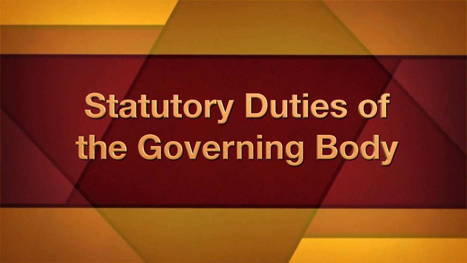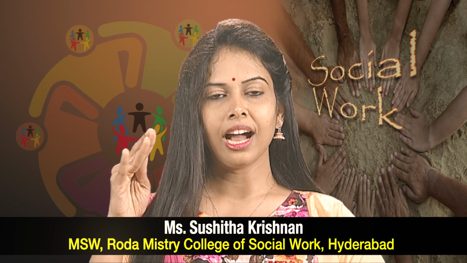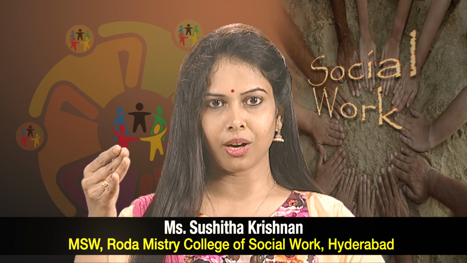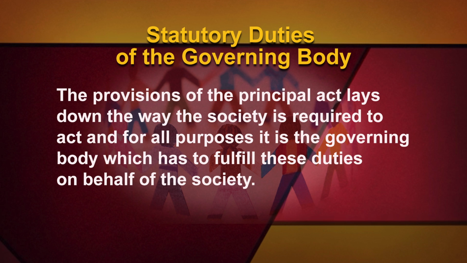Statutory duties of the governing body. Since the governing body manages the affairs of the society, the members of the governing body have to comply with the provisions laid down in the statute regarding filing of the documents with the registrar, maintenance of accounts, managing and applying the funds of the society for carrying out the objects of the society, etc. The provisions of the Principal Act lay down the way the society is required to act, and for all purposes it is the governing body which has to fulfill these duties on behalf of the society.